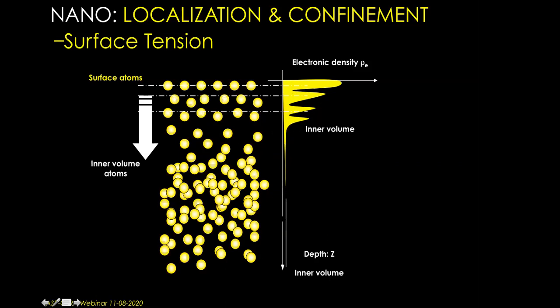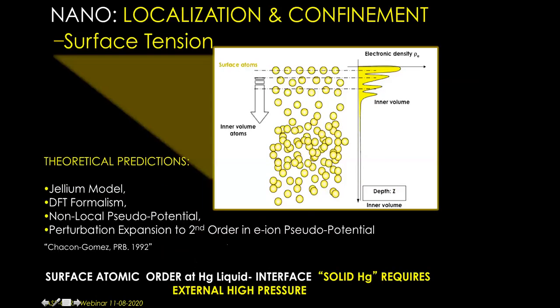And the electron density has been observed and calculated, and it was shown that it is really periodic. In effect, as early as the 50s, quite a number of theories from Russian theorists came out. And afterwards, with the Jellium model and the DFT formalism, also non-local pseudo potential, including the perturbation expansion of second order in the pseudo potential, also showed that, and in particular the beautiful work of Chacon and Gomez, published in Physical Review B in 1992, clearly putting solid stone on the periodicity for mercury specifically.